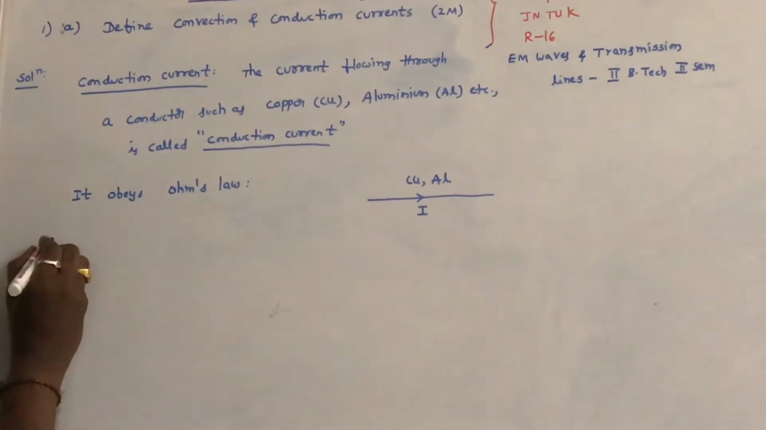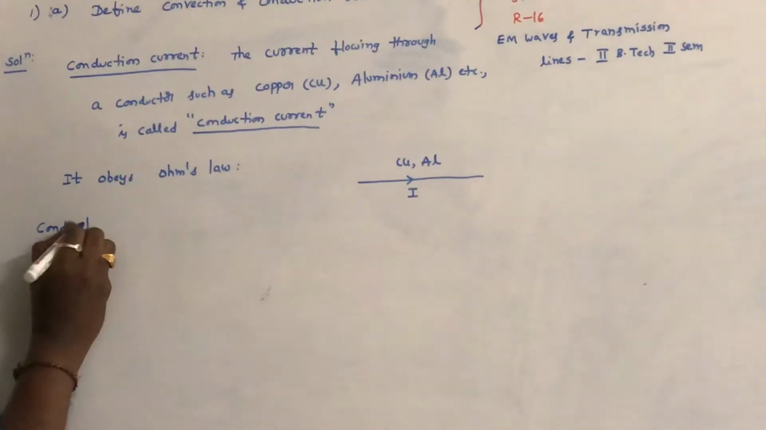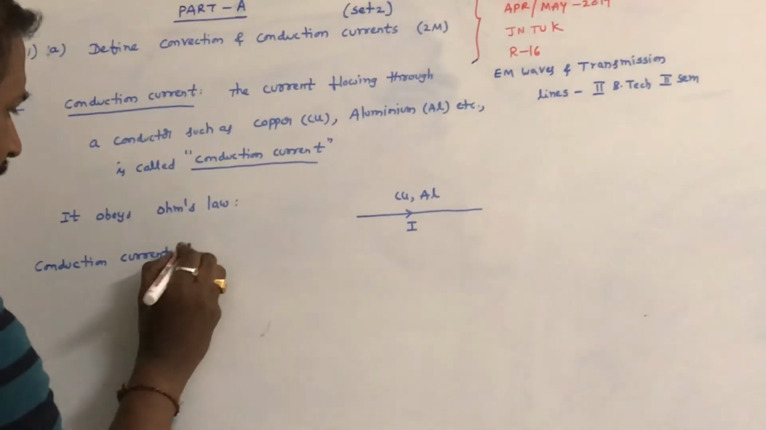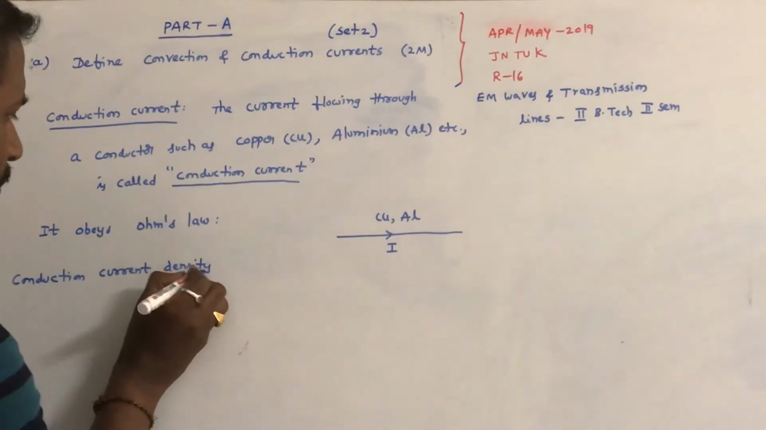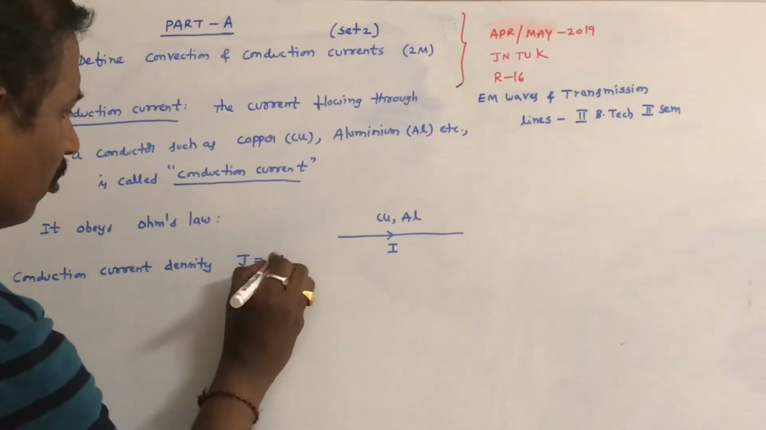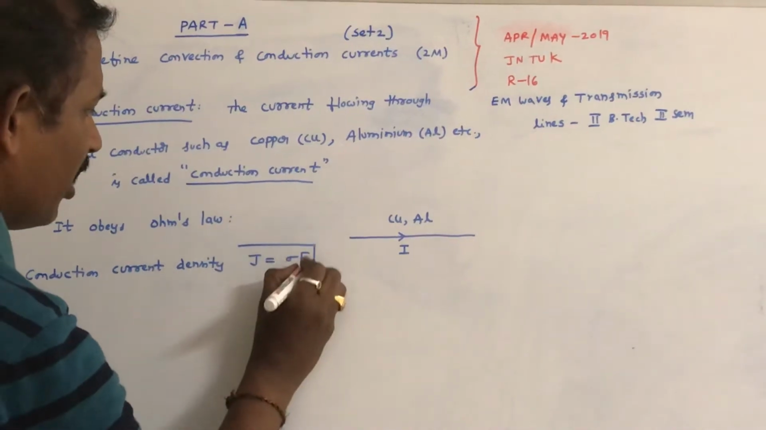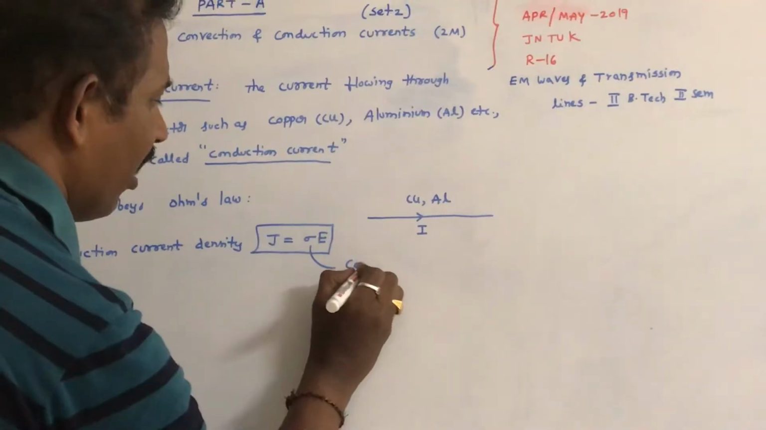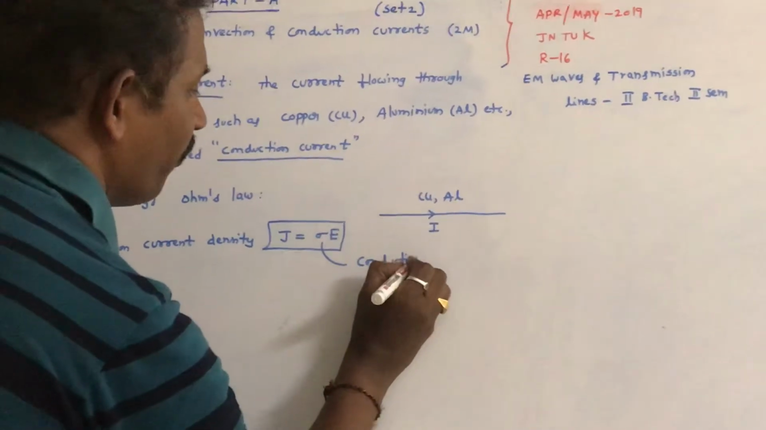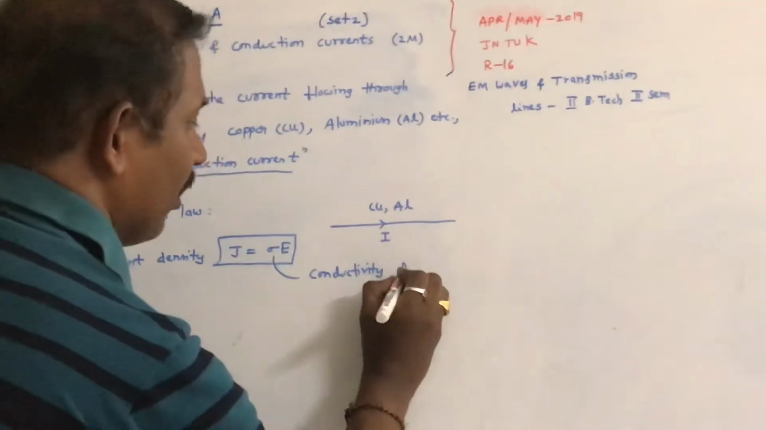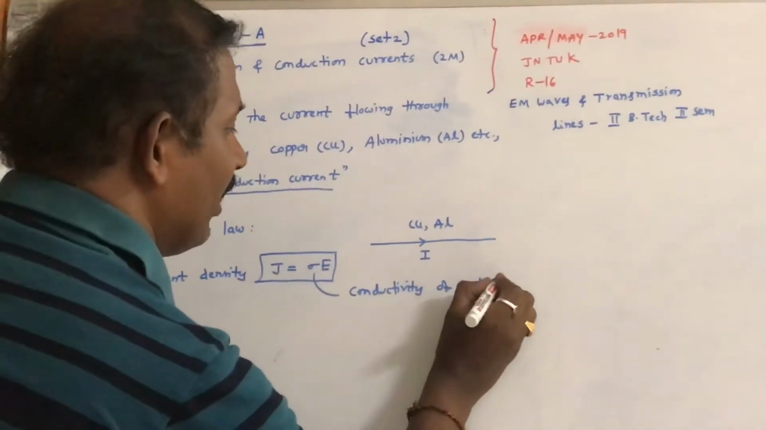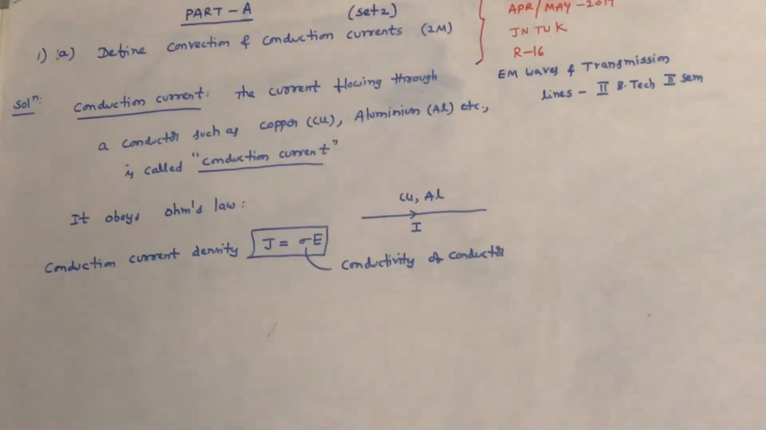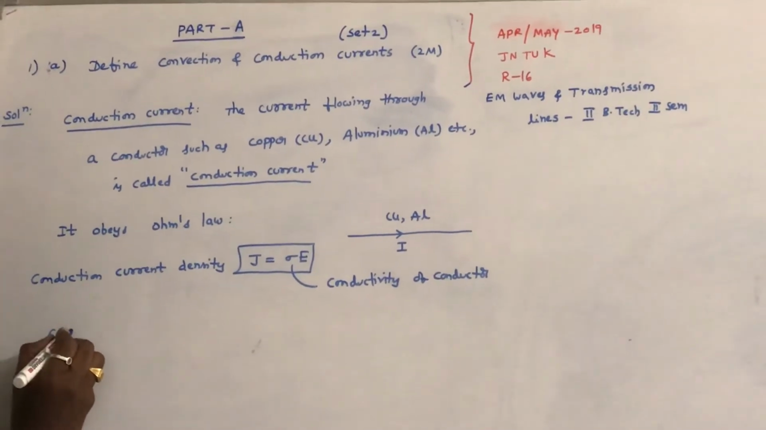Now the conduction current density, I am not going into the detail, just mention conduction current density. The conduction current density is current through unit area. J is equal to sigma E. What is sigma in this formula? Sigma is the conductivity of the conductor.